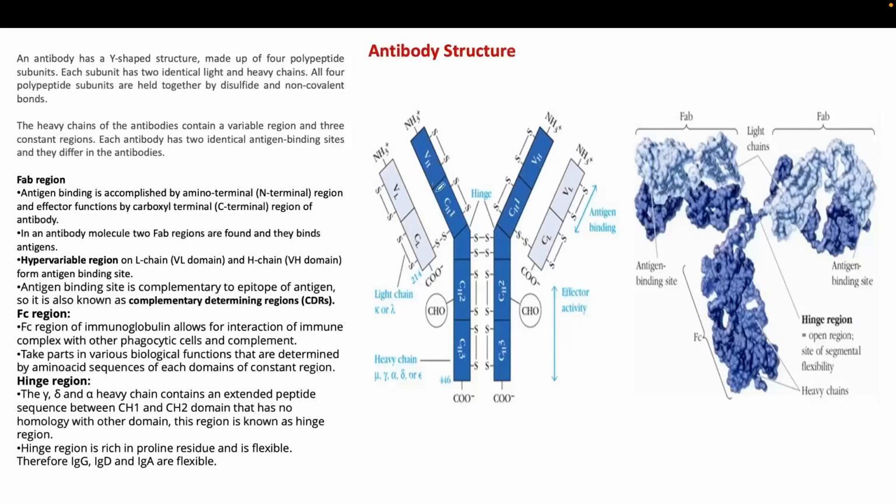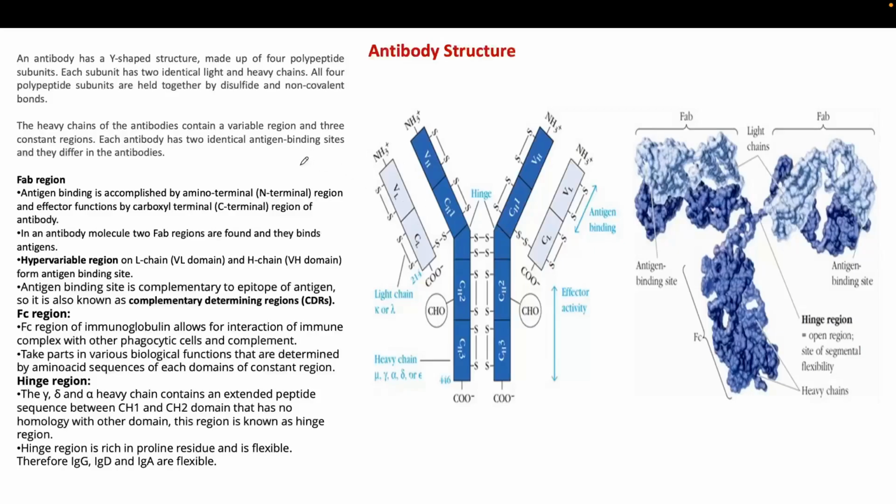Here you can see this is the heavy chain, the dark blue color, and this is the light chain. Each chain has one variable region: variable light, variable heavy, variable light, variable heavy, and then constant light, constant heavy, constant heavy, constant light. In the normal condition the heavy chain has three constant regions, but in the case of M and E there are four constant regions. That's why their size is longer than the other antibodies.